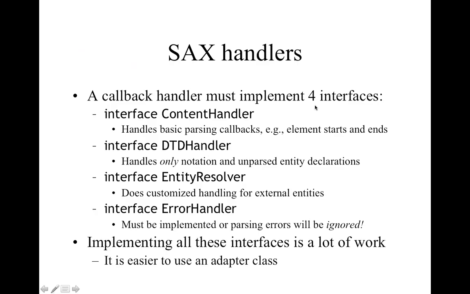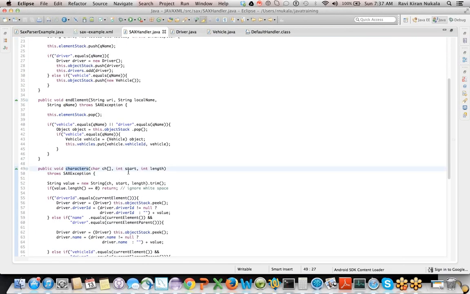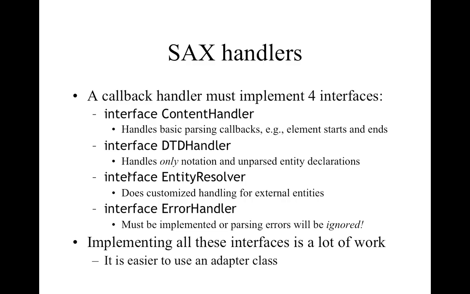A callback handler must implement four interfaces: ContentHandler, DTDHandler, EntityResolver and ErrorHandler. Because if there is an error, somebody has to notify you. If it has to be resolved to an object, somebody has to resolve it to an entity. Entity is nothing but a bean. And DTDHandler handles any rules or any DTD that it has to invoke. ContentHandler is where we have this characters method, right? The characters method is probably from the ContentHandler.